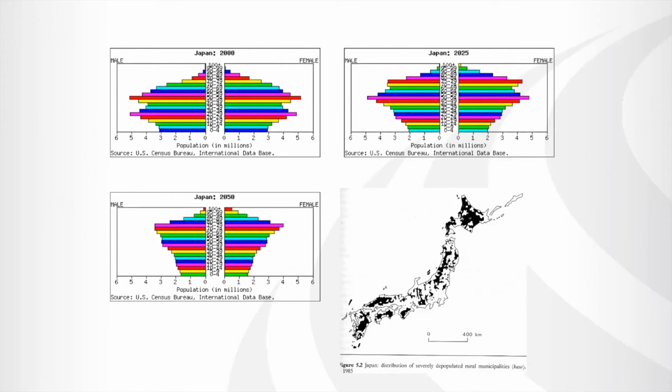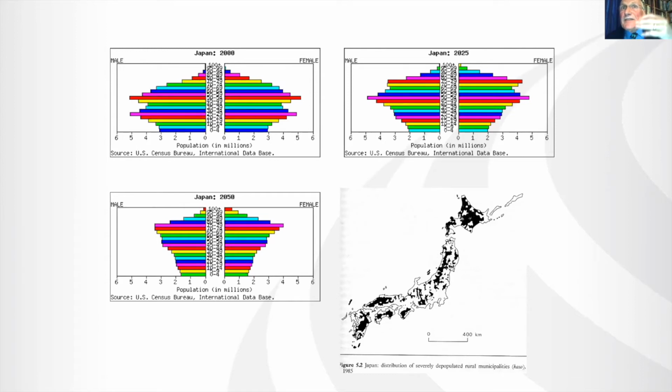This is Japan. These are the population pyramids. By 2050, you can see what the demographers mean by coffin shape. Japan is almost in a demographic crisis because, of course, the Japanese have not opened their borders. The proportion of foreign born in Japan is 2 to 3%.